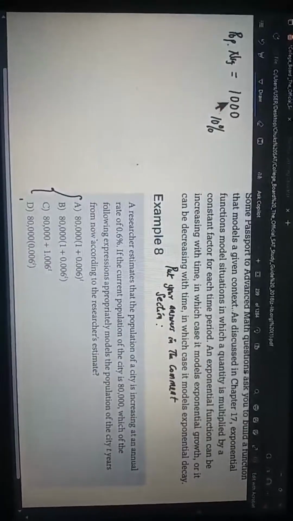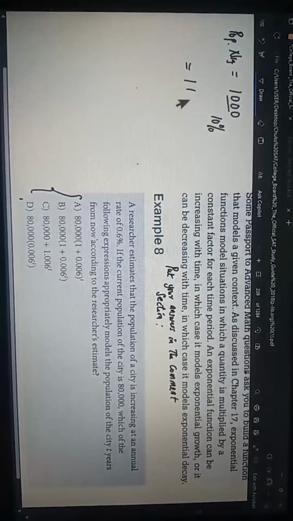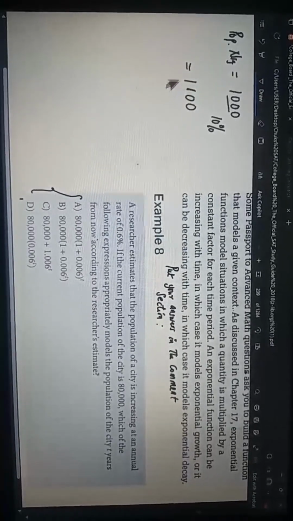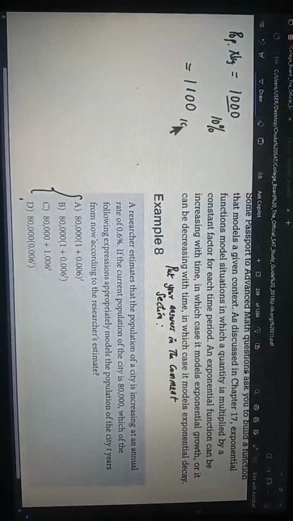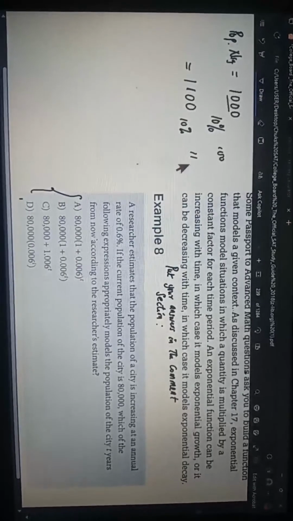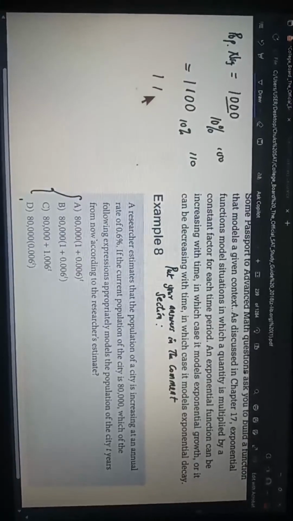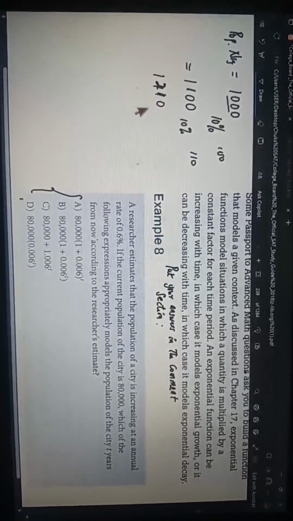So the population is 1,000. In the next year, how many people are we going to have? What is 10% of 1,000? That is 100. So the next year is going to be 1,100. Are you getting this? The following year, another 10% will be added to it. What is 10% of 1,100? That is 110. This one was 100, here it is 110. So 110 added to 1,100 will be 1,210. So that is how it's going to be increasing.